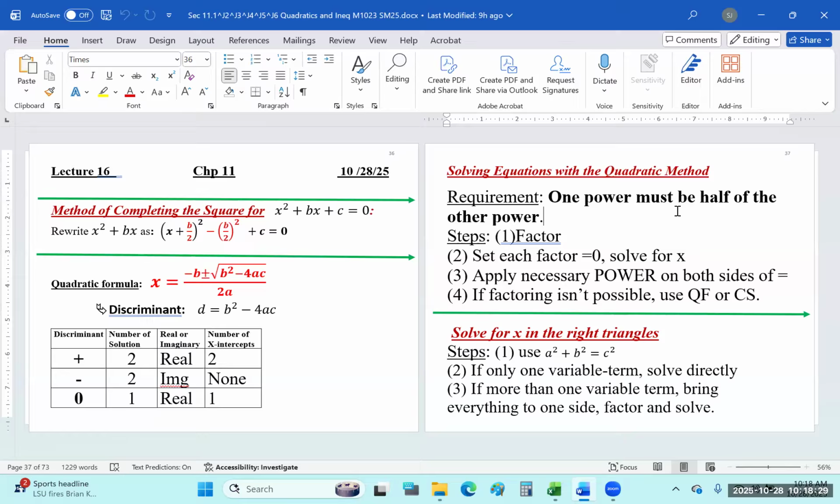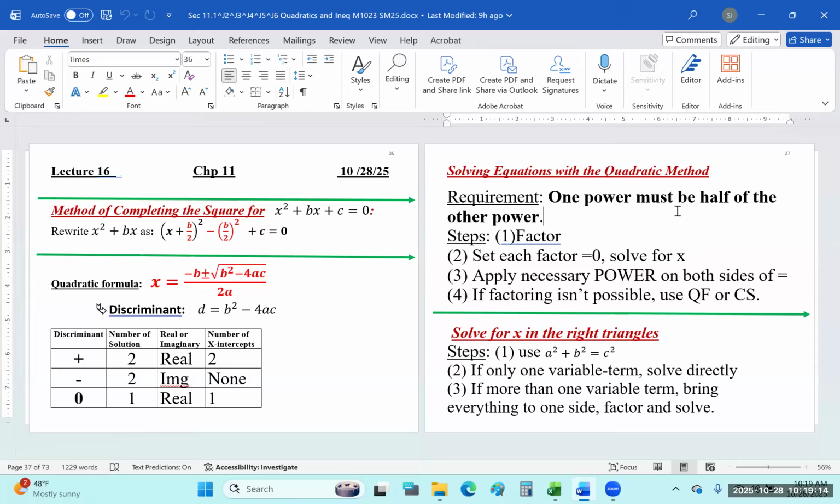Then we went over solving equations in quadratic method. So solving non-quadratic equations using quadratic methods means they have weird looking powers, negative power, fraction power, or fourth power. If you have those, as long as one of the powers is half of the other power, then it's factorable, most likely, at least in this class. And if it's factorable, you factor, set each factor equal to 0, solve for x individually, and then you need to get rid of the power. So instead of multiplying or dividing by a coefficient, you multiply by the power.